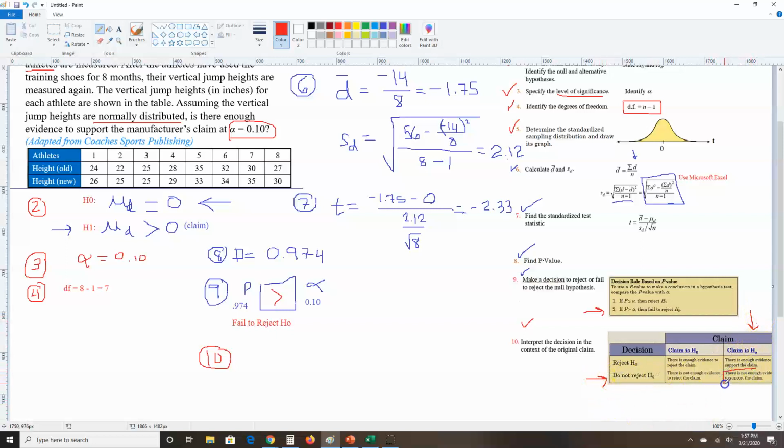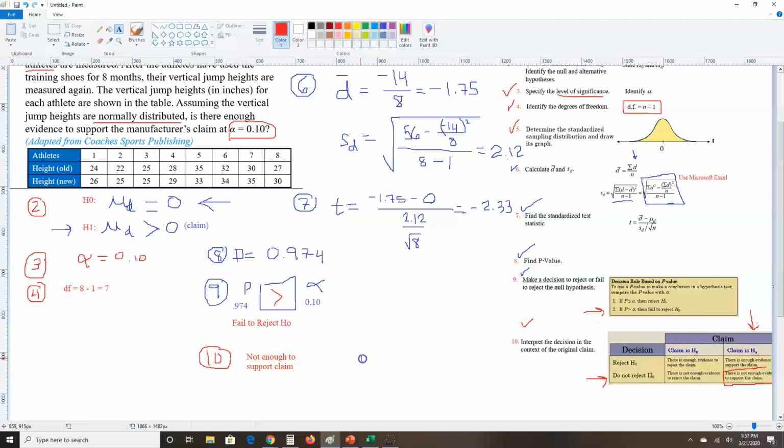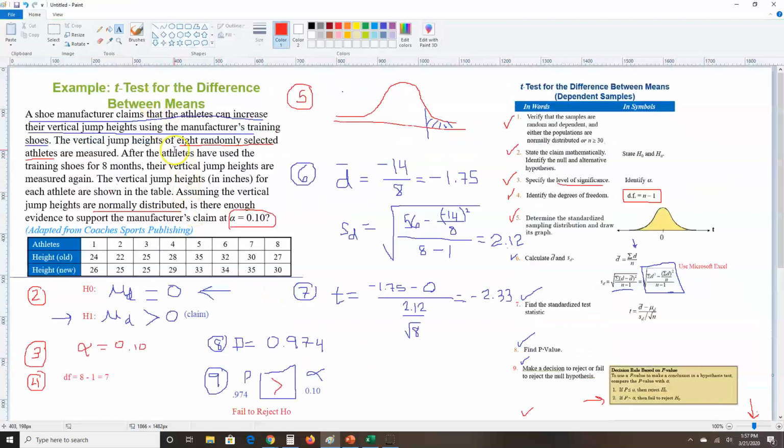Look for the intersection. And you're going to see that it says there is not enough evidence to support the claim. That's what I'm going to put here. Not enough evidence to support the claim. And what claim? That the training shoes help increase the vertical jump heights of the athletes. Okay, I hope this makes sense.